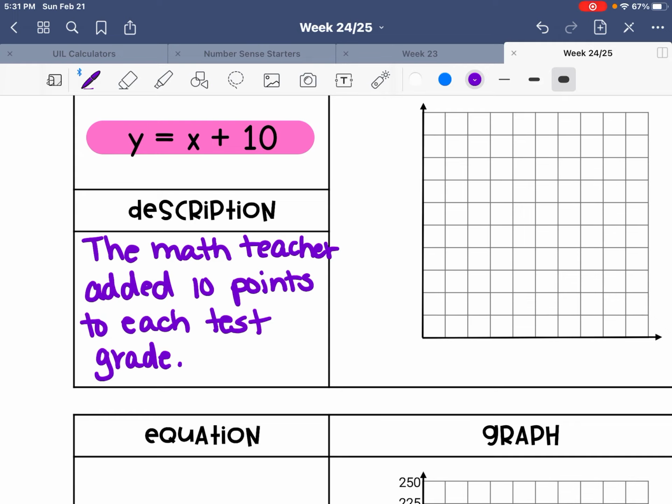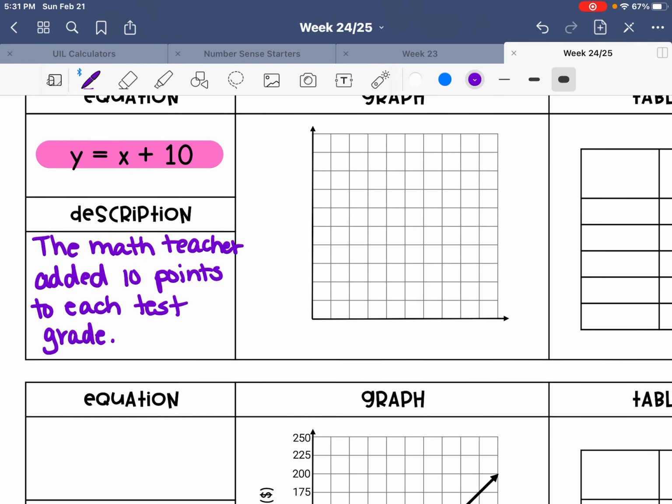Now, the highest grade you could make on a test would be 100, right? And of course, if the teacher added 10 points to it, it'd be 110. So if there's no test grade, there'll be no new test grade. So we can't add 10 points if you haven't got a grade already. So it looks to me like the original grade, I hope you agree with me.